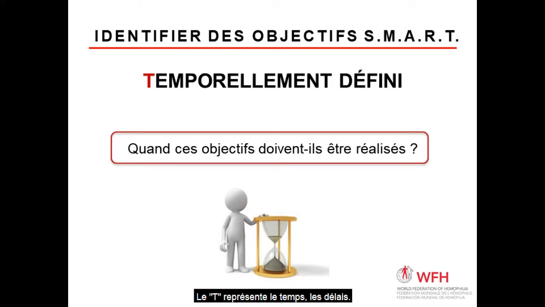The T stands for time bound. When is this objective going to be achieved? So when does it need to be completed? Is there enough time in the grant period for you to achieve this? It's okay, remember, to break things down into smaller sections. Identify a realistic target completion date, and then outline the tasks to accomplish this within that time frame. And also, you really need a plan to monitor your progress.